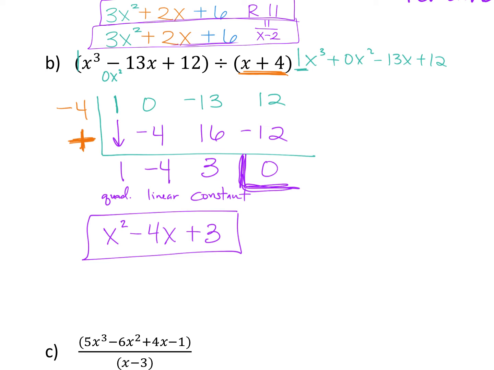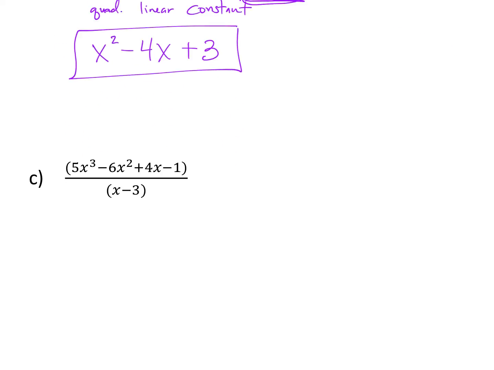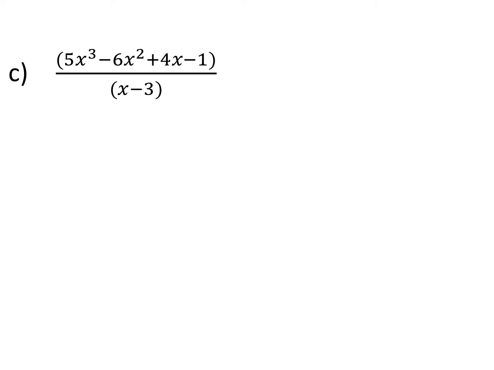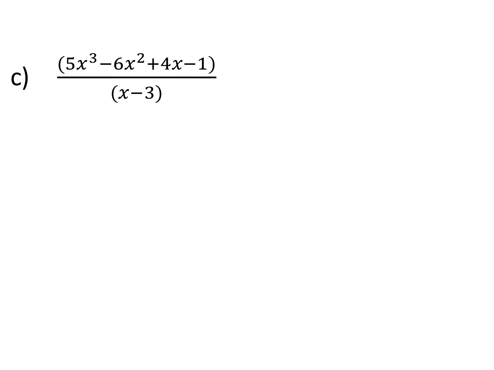Okay, you try C. Try that one on your own. It's written slightly differently, but it's the same idea. You're still going to start with your bracket and fill in your numbers. There's no missing numbers on this one. Work that out and see what you get. And if you get a really high remainder, it's okay. It is a really high remainder.